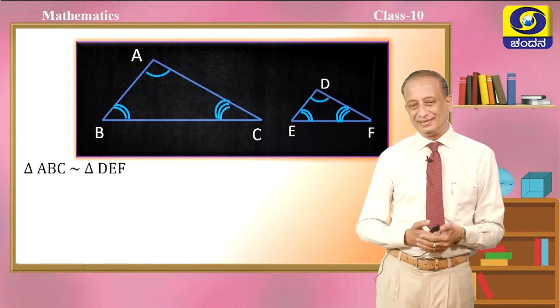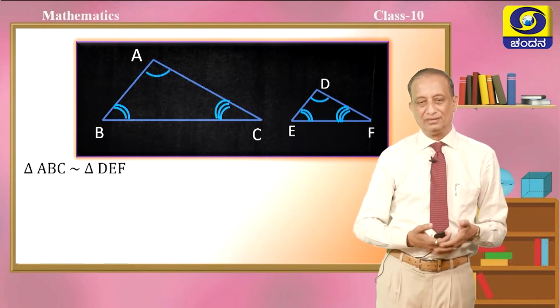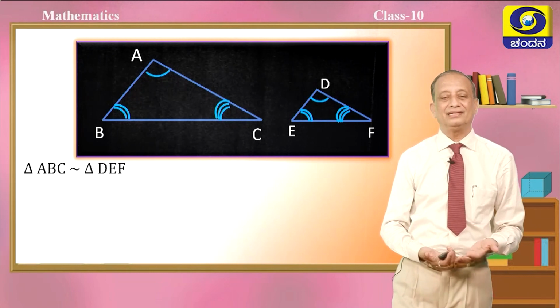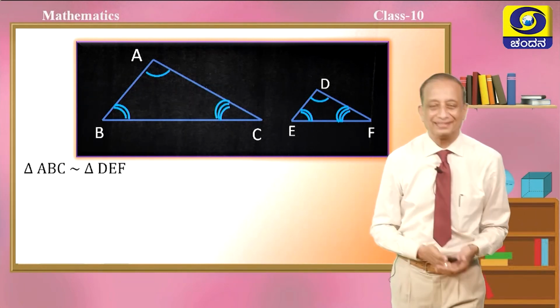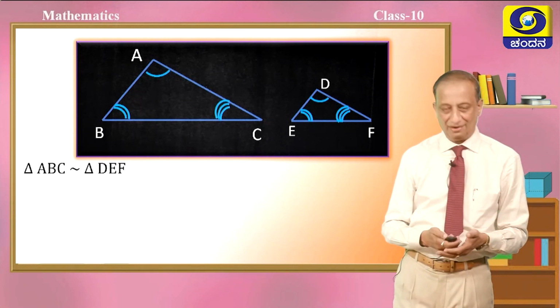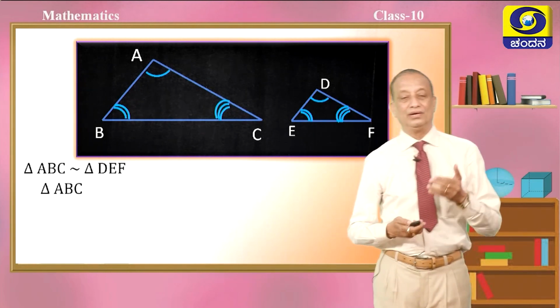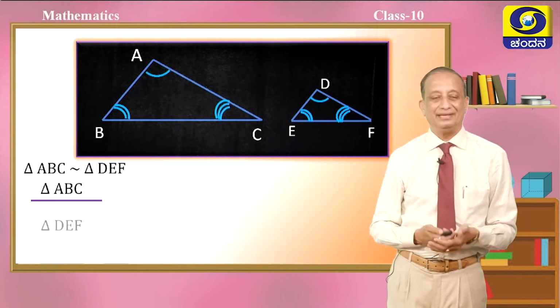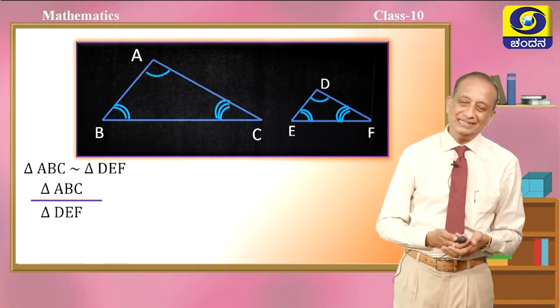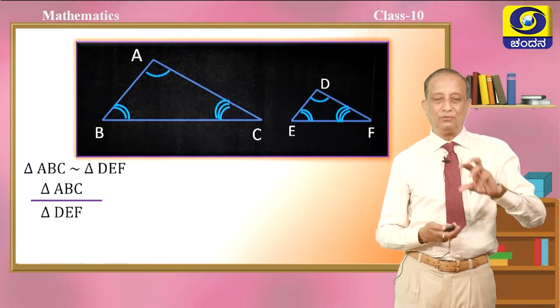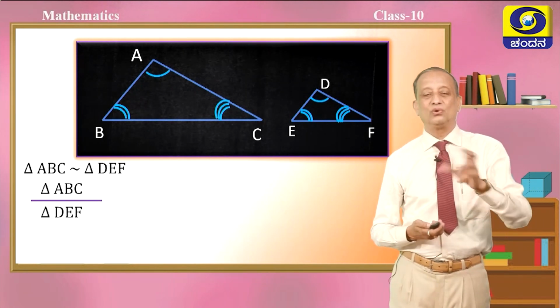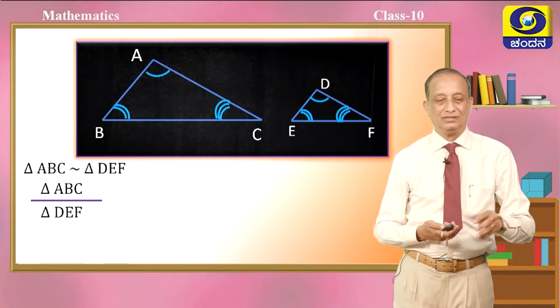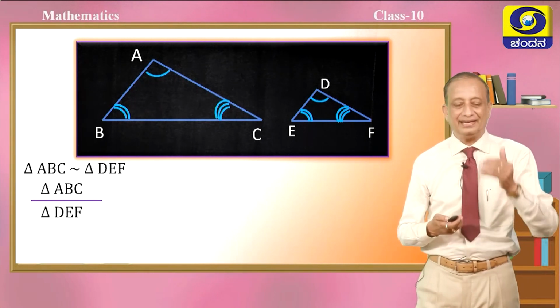Do you have any idea, children, how to find out the number of times triangle ABC is larger than triangle DEF? For this we have to divide the area of triangle ABC by the area of triangle DEF. This is how we can compare 2 quantities of the same kind. This is called writing a ratio.